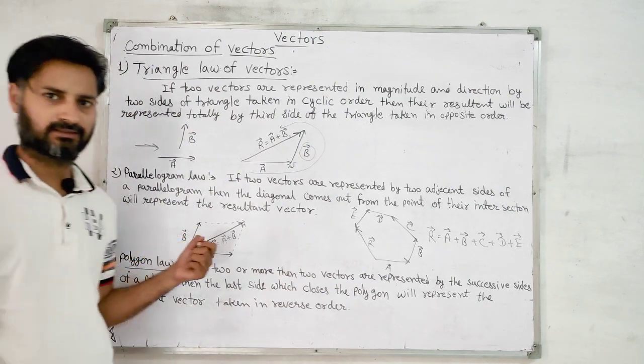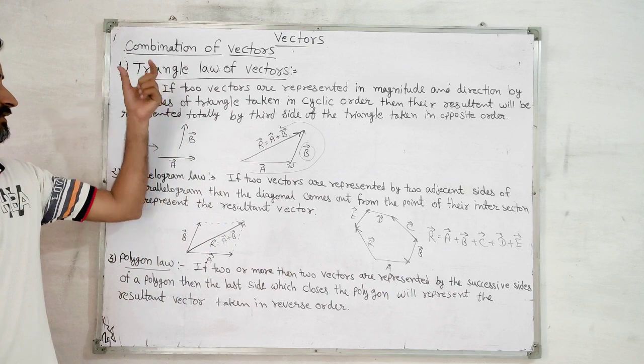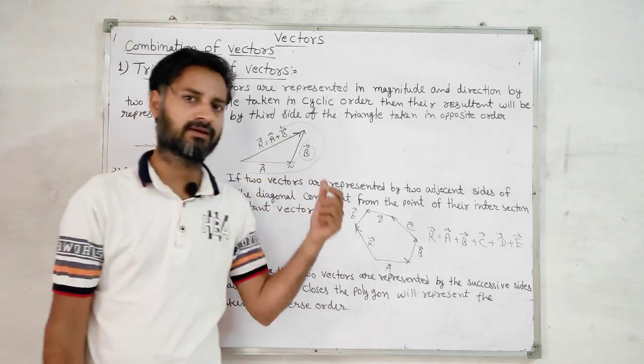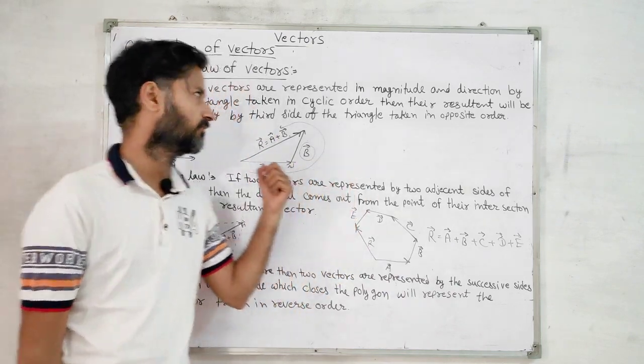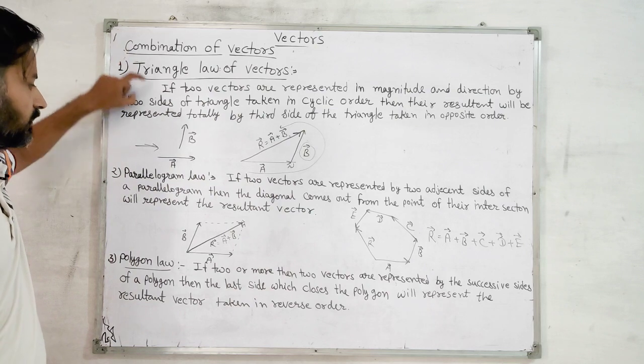In the next class, we will discuss the mathematical method of the combination of vectors. This is the graphical method.